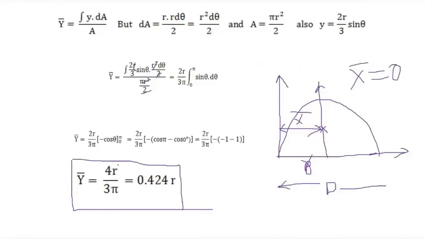4r by 3 pi. So from now onwards you should remember this formula. If you have a semicircle which is horizontally oriented like this, then y bar, vertically, lies at a distance of 4r by 3 pi from the base. Always remember, the centroid of a semicircle will lie at a distance of 4r by 3 pi from the base of the semicircle.